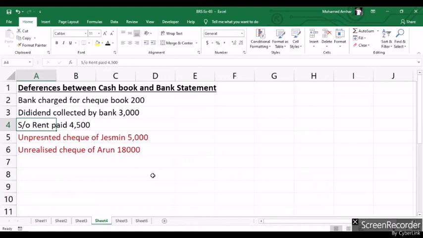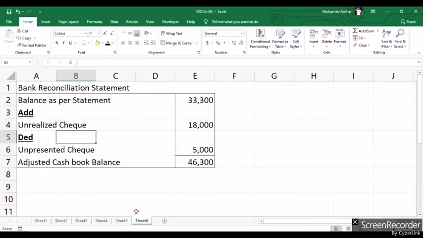So we have to assume that these are temporary errors of the bank, because as soon as the checks are realized, the bank would have to record them. As soon as the unpresented checks are presented, they will be adjusted by the bank. So we can show that in the bank reconciliation statement.